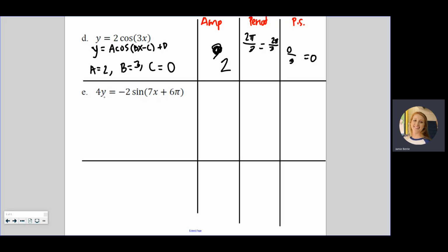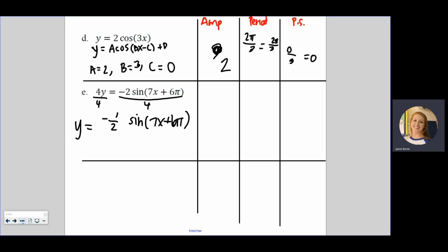And then our last one here, 4y equals negative 2 times sine of 7x plus 6 pi. We need to get y by itself, so you have to start by dividing by 4. In this case, you're not dividing each individual piece by 4. You're dividing this whole thing by 4, and that's going to adjust your coefficient out front. So y equals negative 2 over 4, that reduces to 1/2, times sine of 7x plus 6 pi.